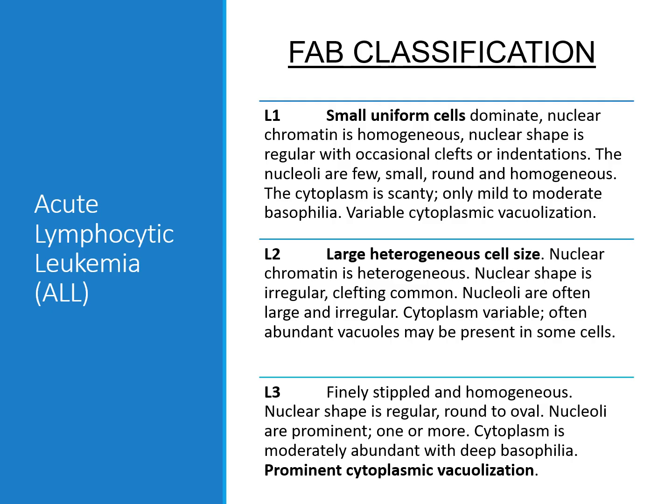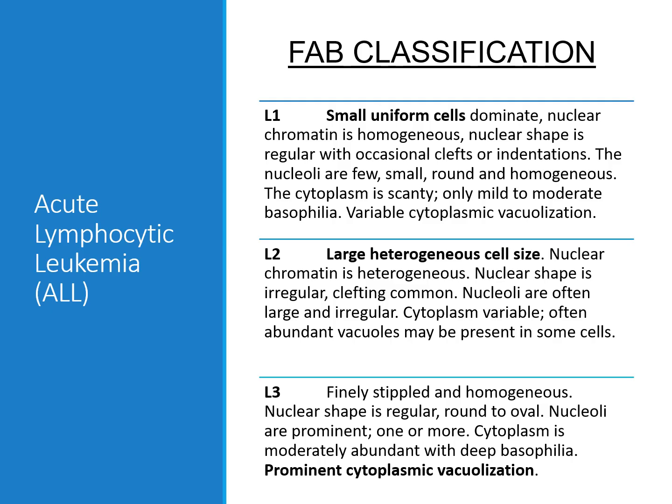The second class is L2. We're going to see in this category large heterogeneous cell size, so they're going to be varying in size and larger. We're going to see nuclear chromatin that's also heterogeneous, and then nuclear shape is irregular with clefting. We might see large nucleoli and various irregularities within the chromatin. Cytoplasm is also going to be variable, and often abundant, and vacuoles may be present in some cells.